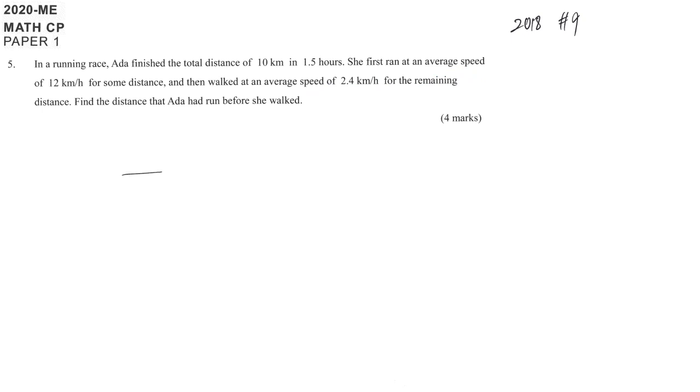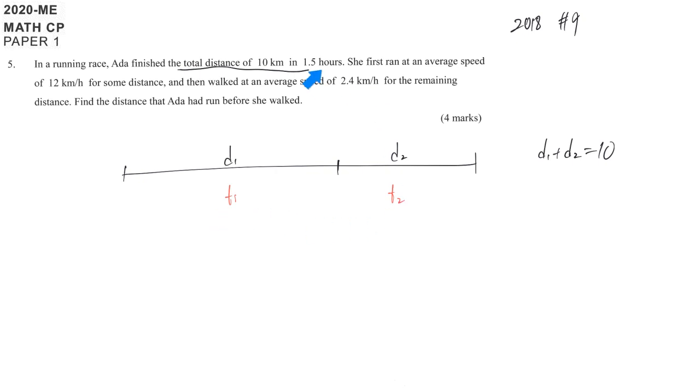So the first thing is to understand the situation by using a graph. The total distance is 10 km, which means if we separate it into two sections, one is D1 and another is D2. We know that D1 plus D2 should equal 10. Afterward, she first ran at an average speed of 12 km per hour, which means that we spend some time here, time T1 and T2. They say the total time is 1.5 hours, so we know that T1 in hours and T2 is equal to 1.5.